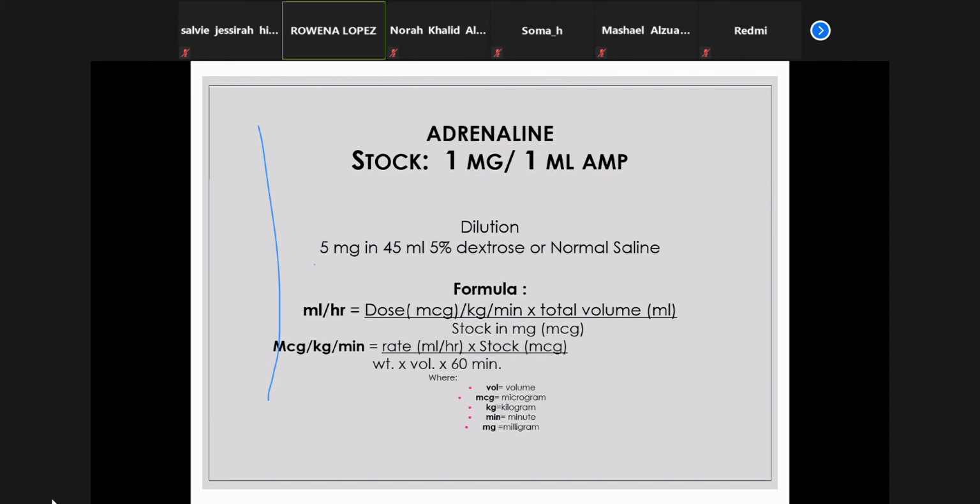So if you are having in the infusion ml per hour, how will you calculate it, if you are keen in observation, how will you recalculate it according to the order in mics, if it is correct. So microgram per kilogram per minute equals rate in ml per hour multiplied by the stock in microgram divided by the weight, the volume, and the time, okay, 60 minutes.